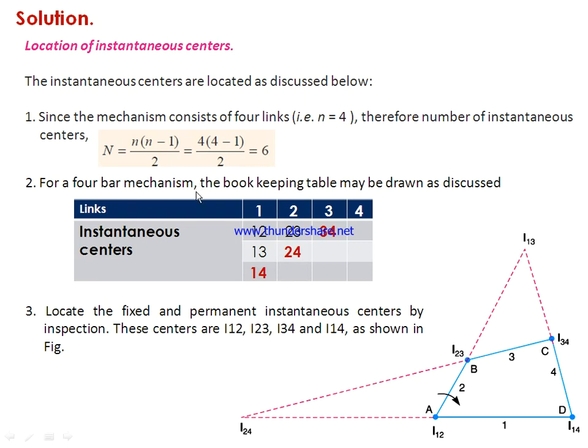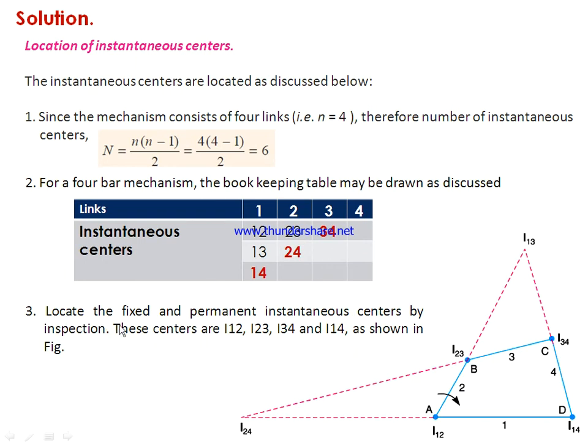For the 4-bar mechanism shown here, the bookkeeping table may be drawn as discussed earlier to identify the total number of instantaneous centers: I12, I13, I14, I23, I24 and I34. These are the 6 instantaneous centers.